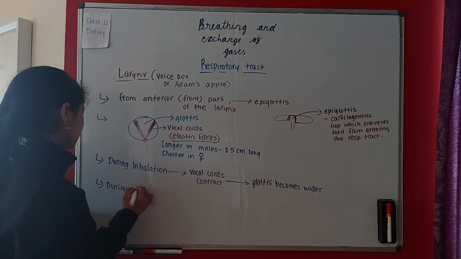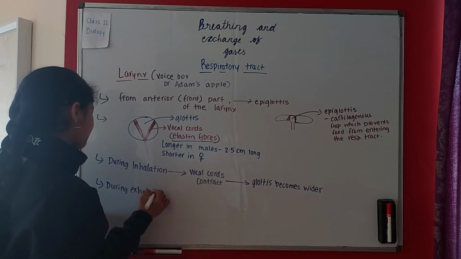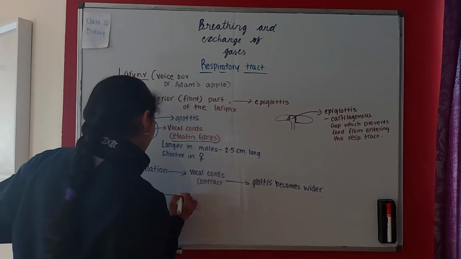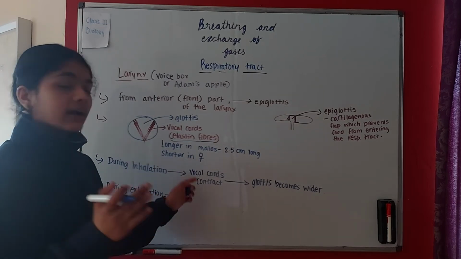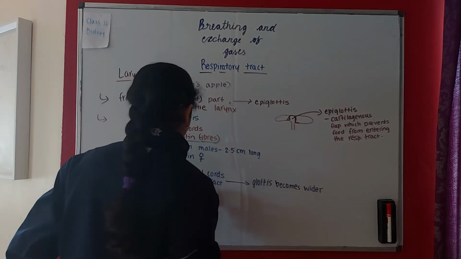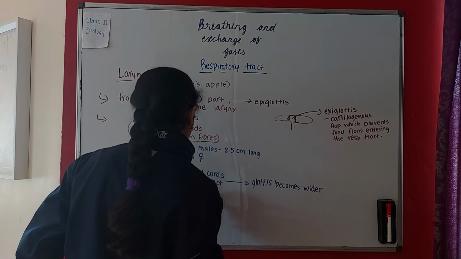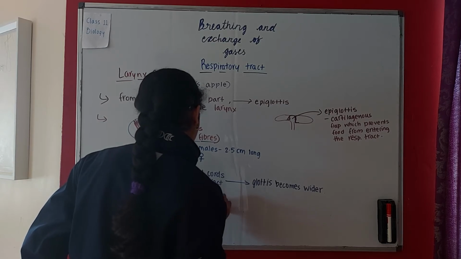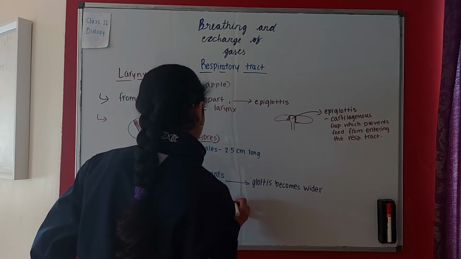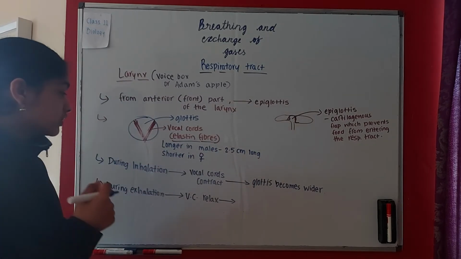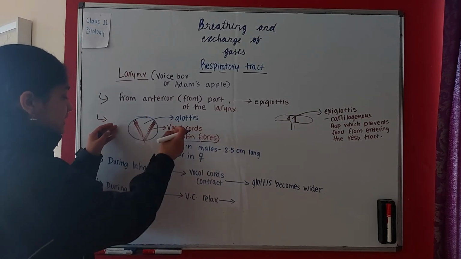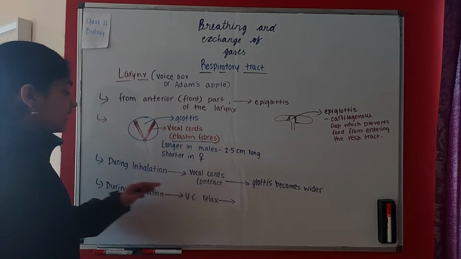During exhalation, what happens is vocal cords relax. That means they come to their original position. So vocal cords relax. Because we have told that they're elastic fibers, that means they can stretch. So they stretch like this and they come back to their original position, that is they relax.